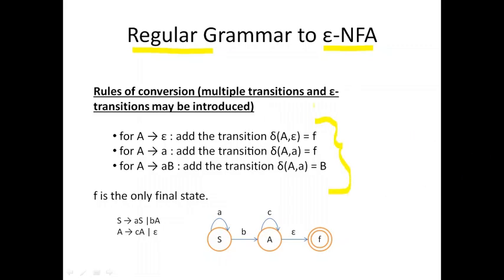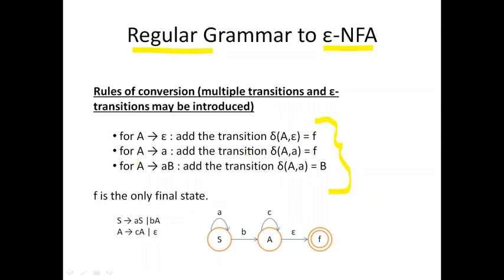If you have a production like A giving epsilon, what you do is you add a transition from A on epsilon to the final state F, and F is the only final state. Since we are constructing an epsilon NFA, we can construct it with a single final state.